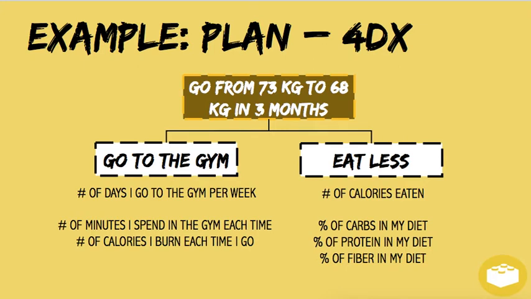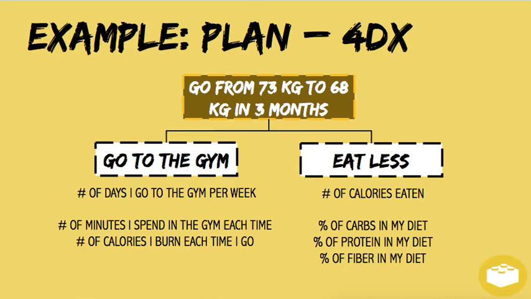An example. I want to go from 73 kilos to 68 kilos in 3 months. This is my WIG. So it has an A point and a B point. In order to achieve this, I have 2 battles. My first battle is going to the gym. So how do I measure going to the gym? With my lag measure, which is the number of days I go to the gym per week. So this is a measure that directly explains if I am doing or not my battle.